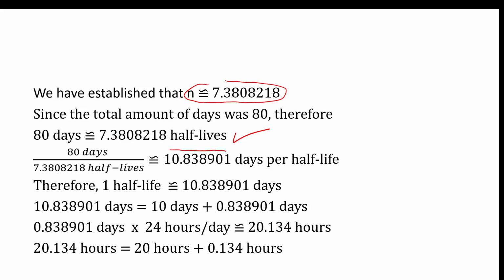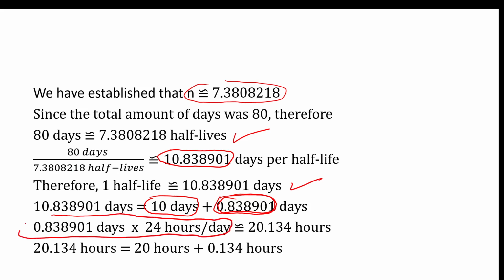What you get is 10.838901. That's how many days are in one half-life. Okay? Well, that's like saying 10 days plus 0.838901 days. That's what 10.838901 days means. 10 days plus 0.838901 days. Well, 0.838901 days is less than 1, so we're going to have to start expressing that in hours and minutes. We know there's 24 hours in a day, so 0.838901 days times 24 hours in a day equals roughly 20.134 hours.